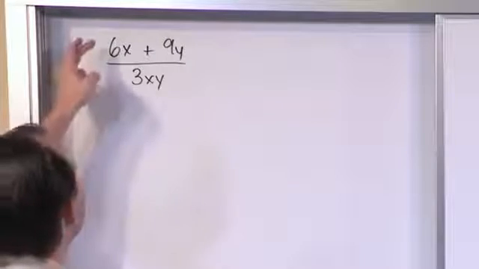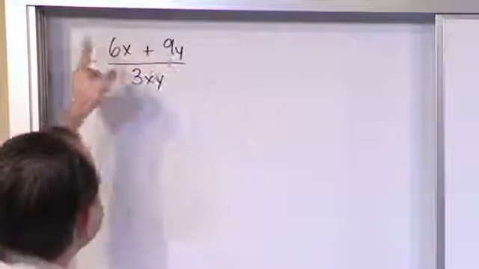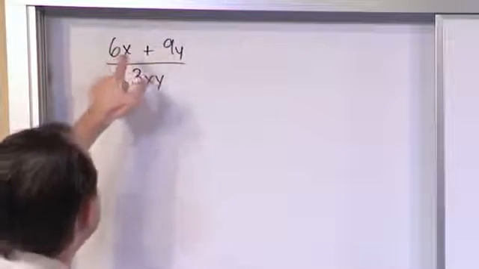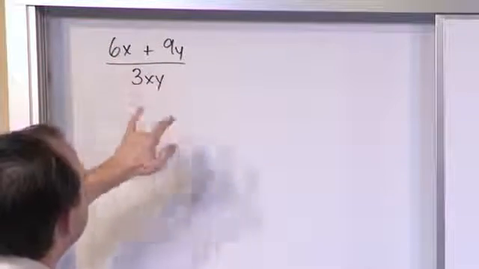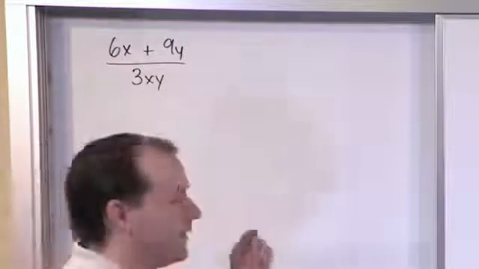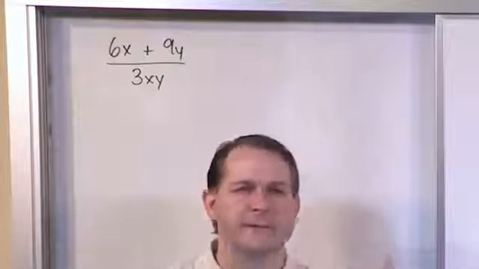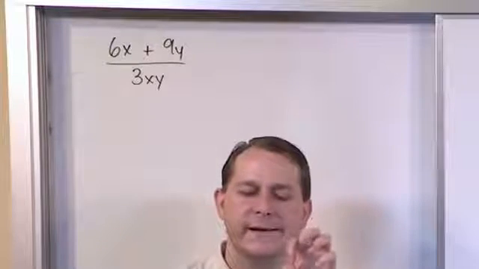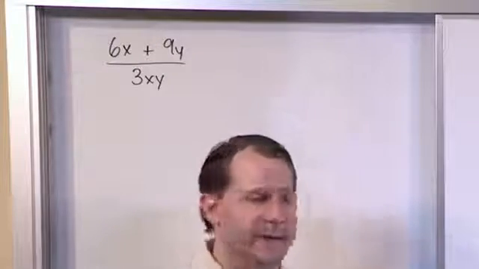Well, notice on the top we have a polynomial. It's a binomial in this case because I have two terms up here. And I'm dividing by a monomial, which means I'm dividing by basically one term, one little nugget. It can have things multiplied there, but only one little guy down there that I'm dividing by.